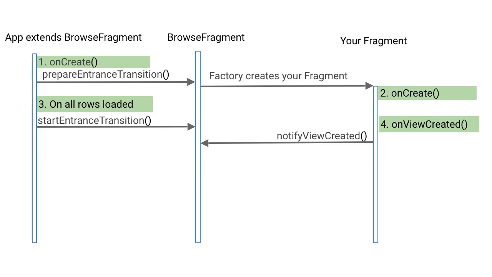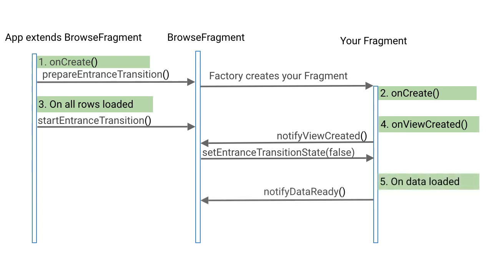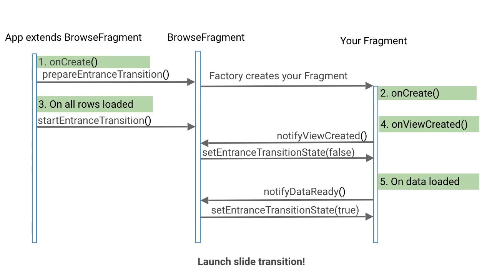So then, browse fragment calls set entrance transition state false. This tells your custom fragment to hide all the views inside your fragment. At the last step, once your fragment loads all data, you call notify data ready, and then browse fragment calls set entrance transition state true, which tells you to show all the views. Then we can start animation.